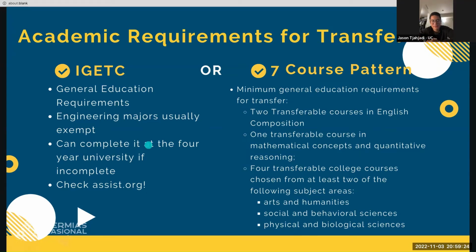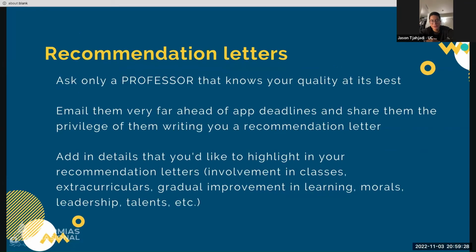Into the next slide. I think this slide is not specific for UCs. It's more into out of states and private universities. They require recommendation letters. The reason for recommendation letters is that it's the only sign of legitimate proof from a second or third person perspective. So everything that you wrote down in your essays, everything you wrote down in your activities list, you want a third person, notably in this case, a professor or a school dean that knows your quality at its best, a proven quality that they have witnessed.